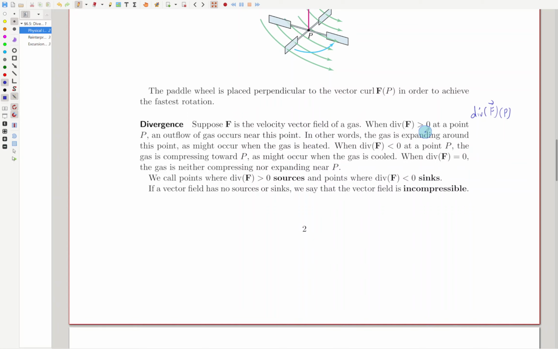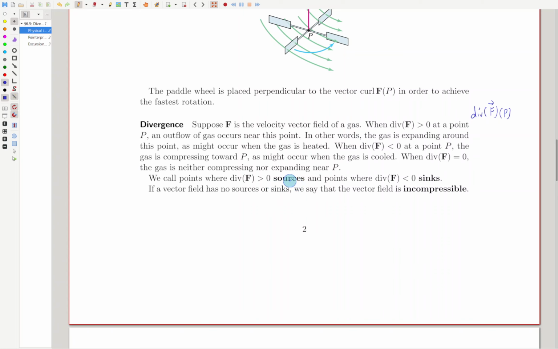And if that number is positive, that means that there's like an expansion going on. So if f is a vector field for the velocity of a gas, then divergence evaluated at a point is going to be the outflow of the gas. It's how fast the gas is expanding. And if it's negative at the point, then that's like how fast the gas is compressing. And of course, if the divergence is 0, then that means that it's neither compressing nor expanding near P.